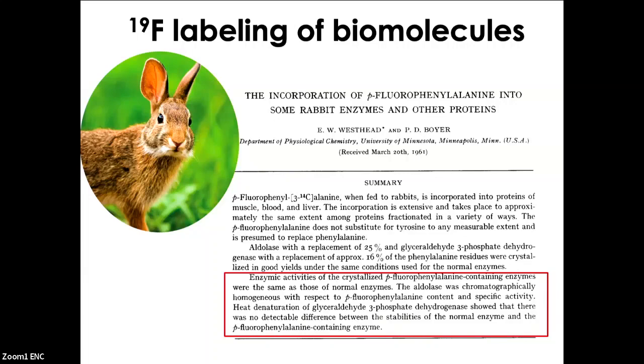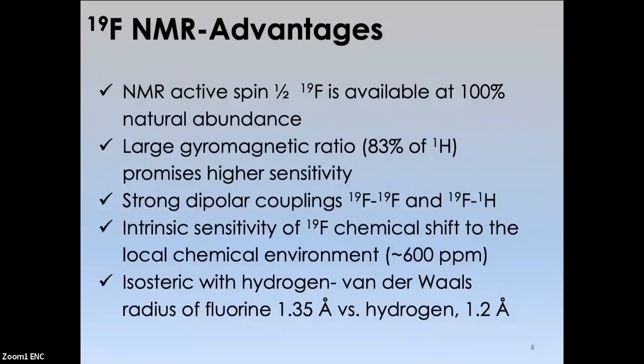Now, at the risk of preaching to the choir, fluorine NMR has some very attractive features, including the natural abundance, the relatively high gyromagnetic ratio, the bioorthogonality that Lucia mentioned, and to me, the most interesting, its sensitivity to its electronic environment that results in a huge chemical shift range for fluorine.